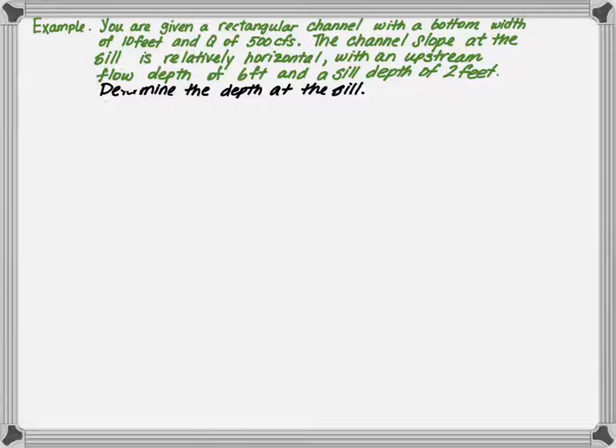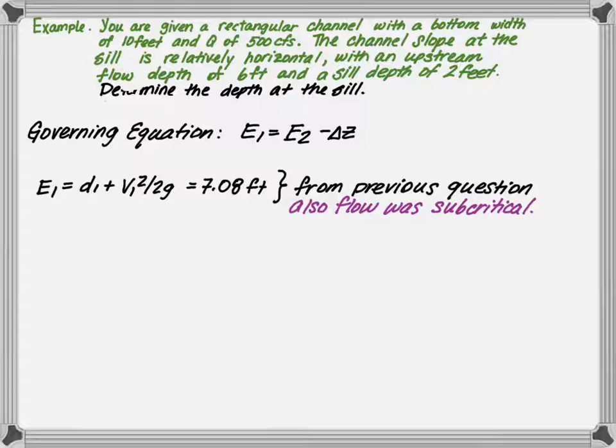Now let's try an example with a sediment sill. You're given the same rectangular channel, 10 feet, 500 CFS, but this time I want to put a sill in. The flow depth is 6 feet upstream and the sill height is 2 feet. So the governing equation tells us E1 is equal to E2 minus delta Z. We know from the previous example that E1 was 7.08 feet. We also know that the flow was subcritical.